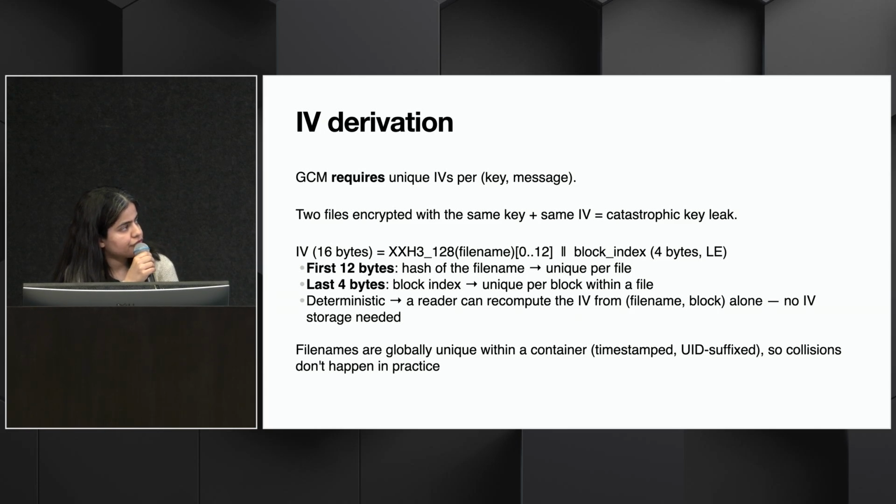So that's why in our case, for every block in every file, because we have the same key, the IV has to be different. And how do we generate the IV? It's not random, it's deterministic. Because it's 16 bytes, the first 12 bytes are the hash of the file name, and the last 4 bytes are the block index. This way it is deterministic, and the plus point is that we don't have to store any metadata about the IV anywhere. During restore, we can recompute the IV for decryption using the file name and the block index.